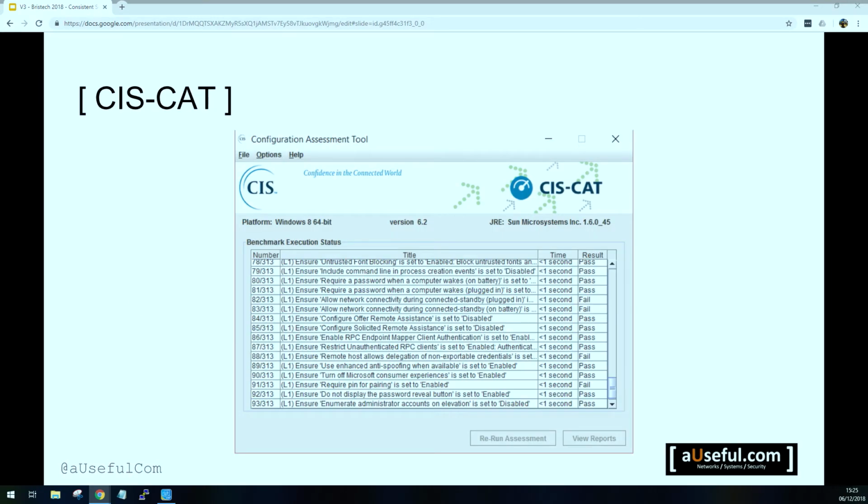So for CISCAT, it runs in a GUI interface. With the Pro version, we also add a CLI to give you better ability to automate your reports. But in both cases, it uses a Java runtime environment, and both the JRE and the CISCAT tool can be run from a removable drive, or in the case of the Pro version, can be run over the network.